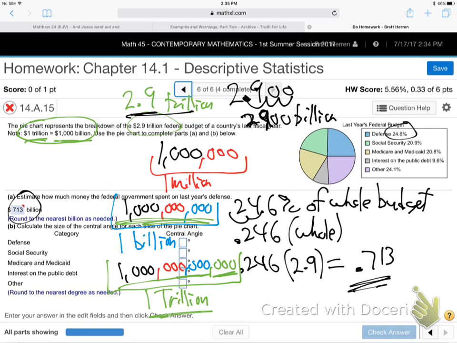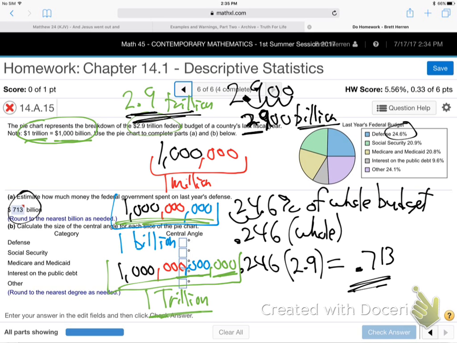Because remember, 1,000 of anything is one of the next category. So 1,000 million's a billion, and 1,000 billion's a trillion. So 1,000 of anything kicks you into the next category. So 2,000 billion is really 2 trillion. Make sense? So what's all that mean?